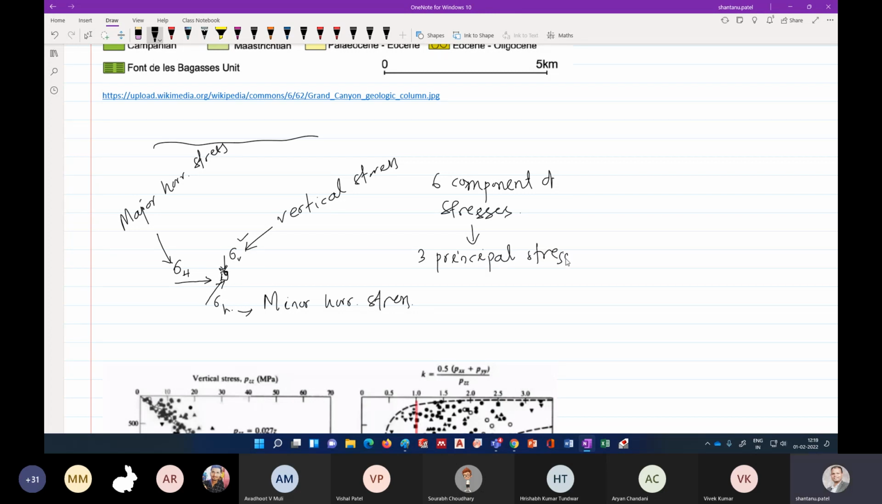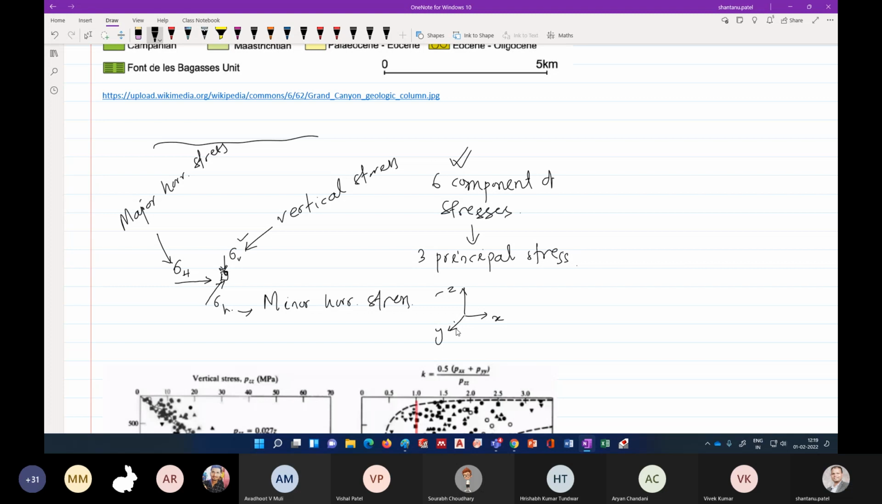Those students who don't know about the 6 components of stresses, please go to Google or see some books. You'll be learning about it. You can easily find it. We are not discussing it because if we discuss everything, it will be just another rock mechanics class, right? So we are not going to do that. Just assume that we have 3 principal stresses in mutually perpendicular directions. This is our x, this is our y, and this is our z direction, so this is the minus z direction.